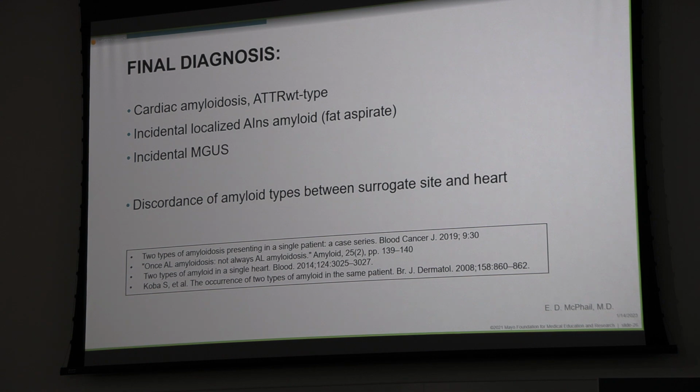So yes, people can have more than one amyloid type, either in different organs or the very same organ. And we've written about this, other people have written about this. So is it common? No. Does it happen? Yes.